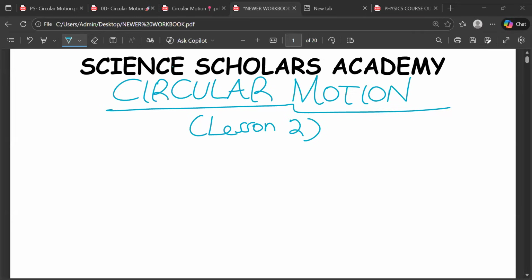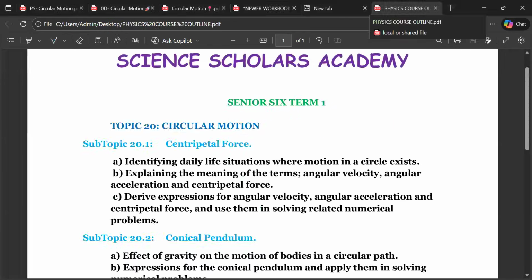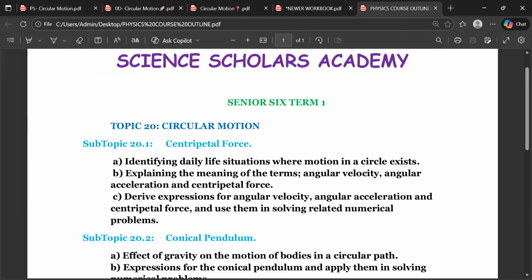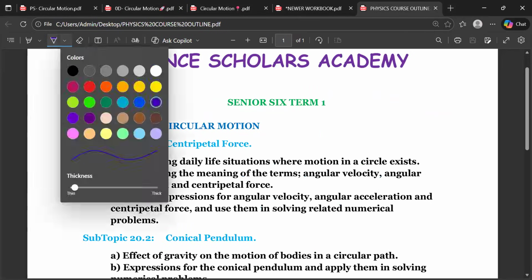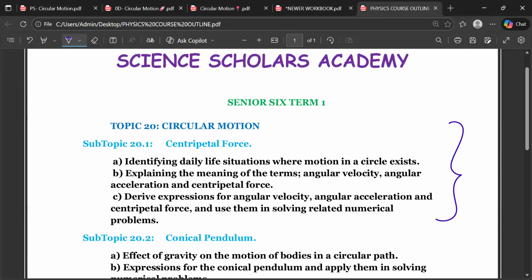Hope you understand. If I go back briefly to the book, you can see that the very first subtopic is the centripetal force. We tried to do some things, we had to cover that. We talked of angular velocity, angular displacement. We talked of linear speed. A lot of things in the first lesson.